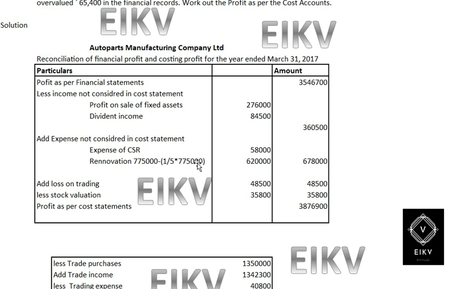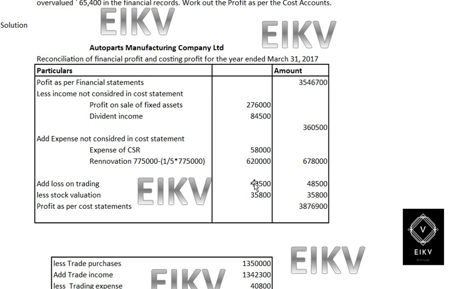Other amount will be taken in the respective years. Therefore, over here we need to take 4 by 5th of 7,75,000, which is 6,20,000. So this amount we need to add back.